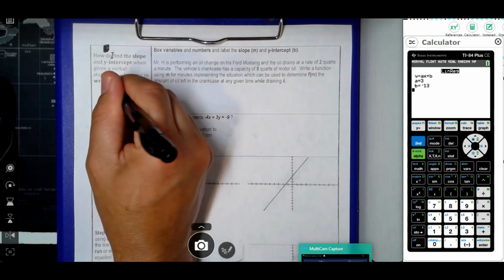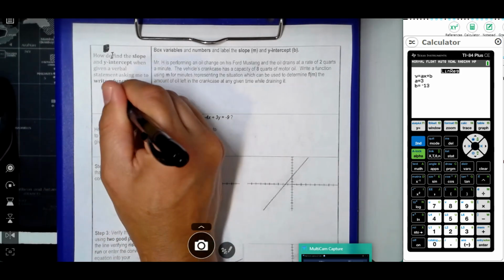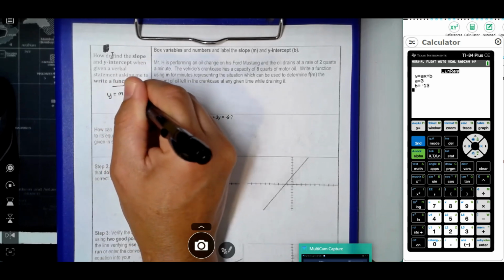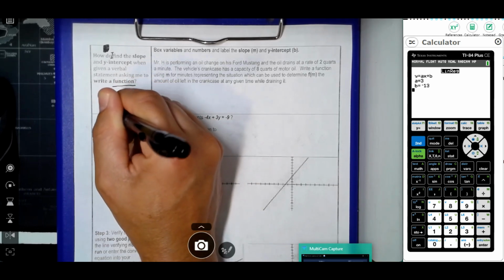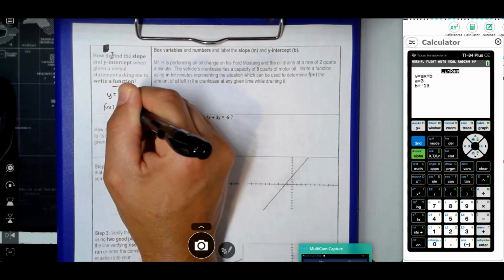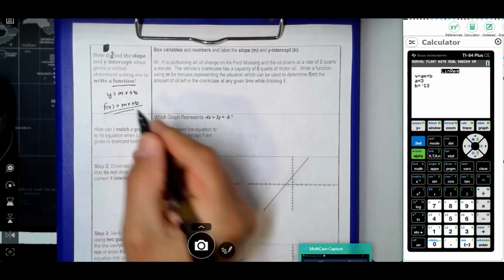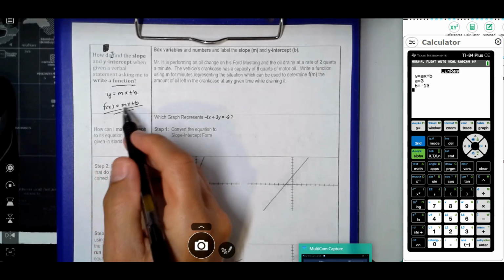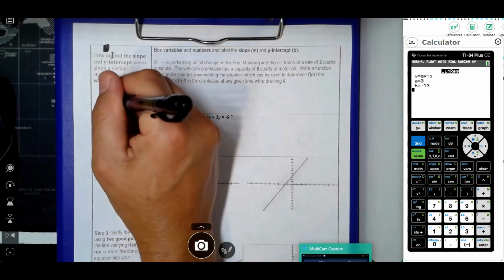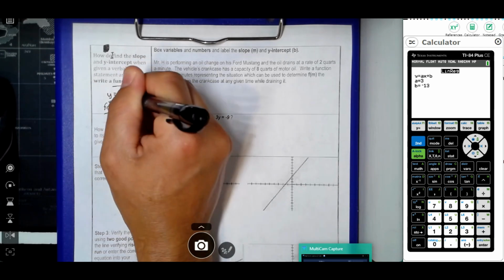Again, it is asking me to write a function. So instead of y equals mx plus b, I'm going to write it as f of x equals mx plus b. And it may not be f of x, right? It'll have instructions. It'll tell you what to use for y, and it'll tell you what to use for the variable x. And if so, just be prepared. It doesn't always have to be f of x.